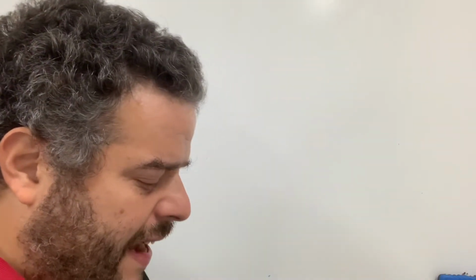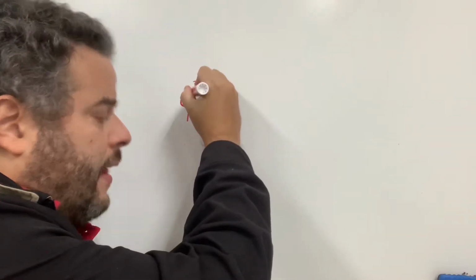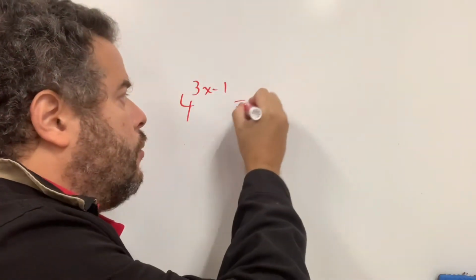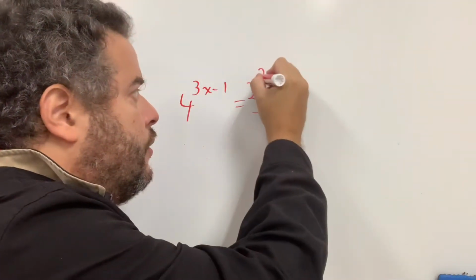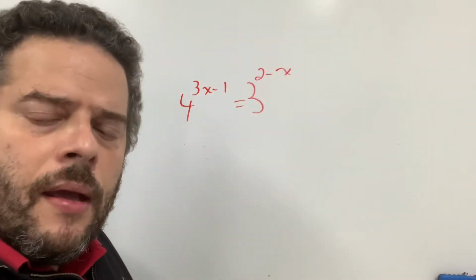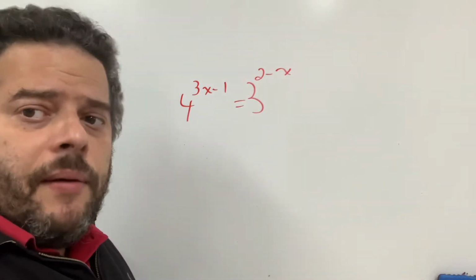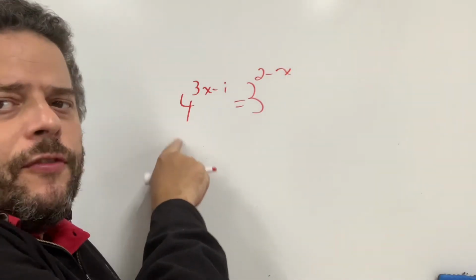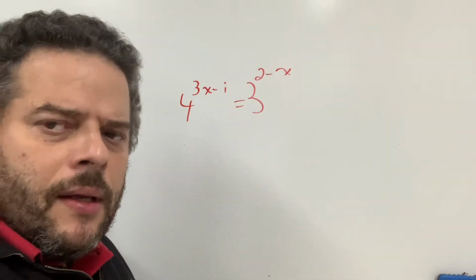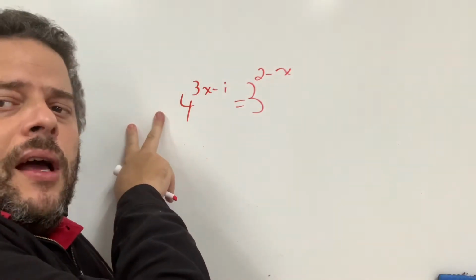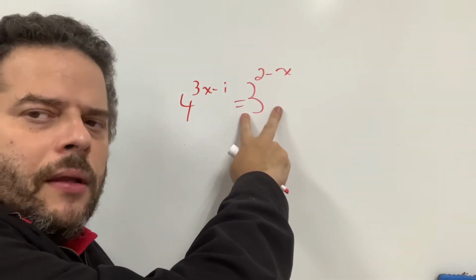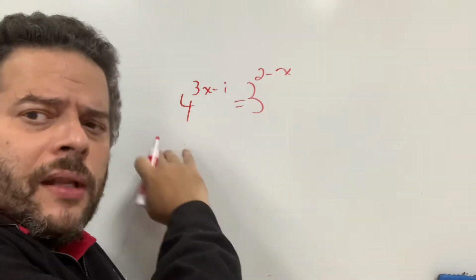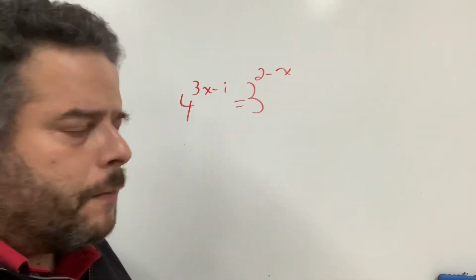Now, for example 5, I'm given the following expression. 4, and then as an exponent, 3x minus 1 equals 3, and as an exponent, 2 minus x. Now, the first step, again, normally if we just had one side, you would put log base 4, cancel, and drop down the exponent. The problem is, if I multiply this side by log base 4, I would have to multiply this side by log base 4, then there's no way to cancel. And vice versa, if I multiply both sides by log base 3, there's no real way to cancel.